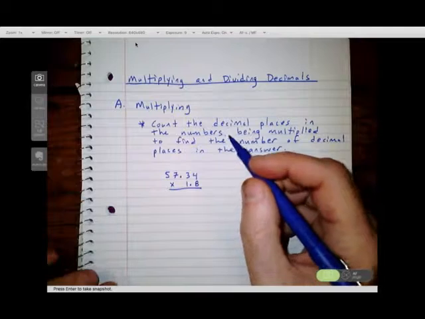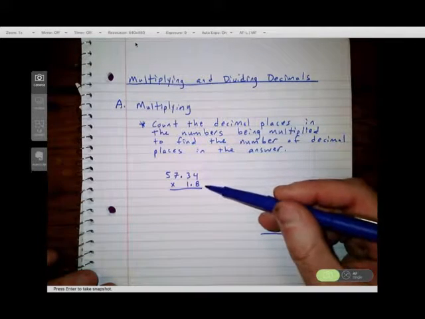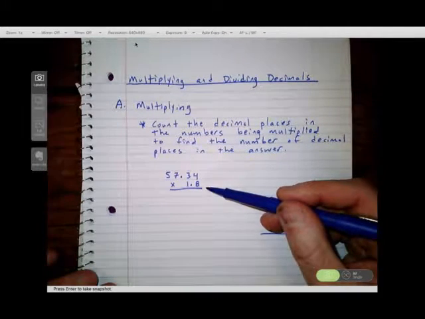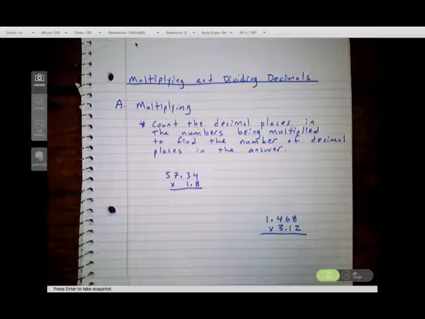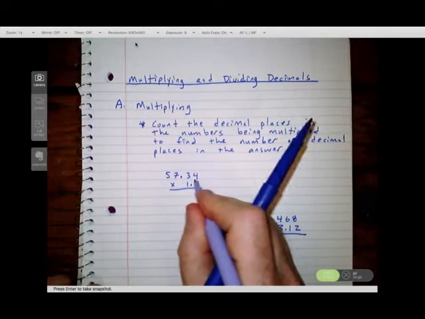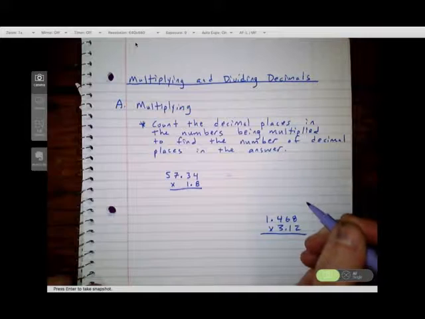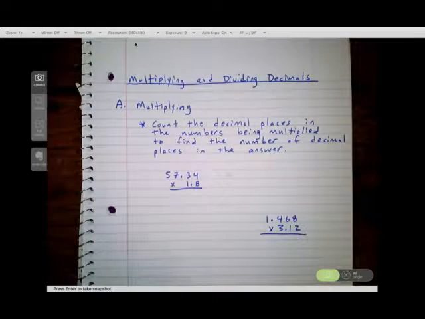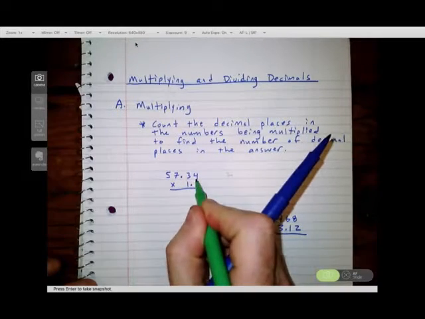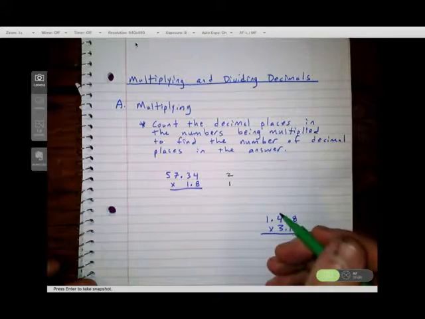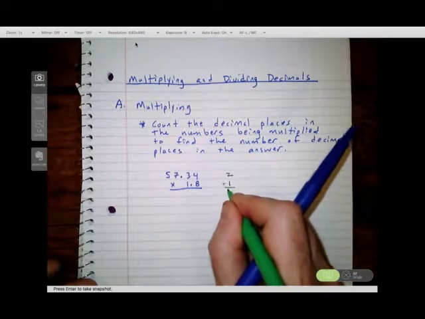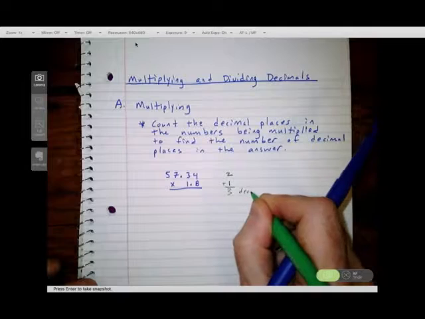So what we do is we count the decimal places in the numbers being multiplied together to find the number of decimal places in the answer. So if you'll look at this first one, we've got 1, 2 numbers after the decimal. So there's 2 decimal places here. Let me find a different color. Okay, so 2 decimal places there, and 1 decimal place here. That means there are 3 decimal places in the answer.